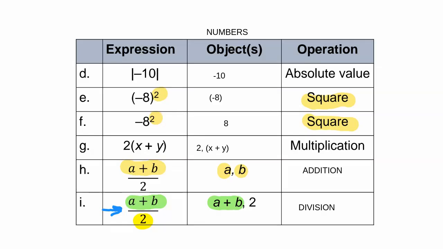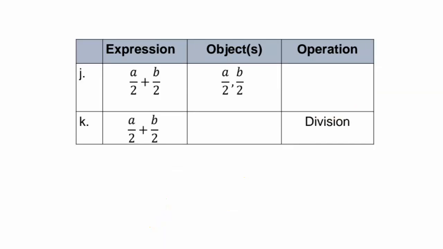Now, let's see what you can do with these. Okay. Now, this one, okay, this is telling me the objects. The objects are A plus B, which is this first fraction, and then I have B over 2, which is this fraction. What operation is putting them together? Addition.